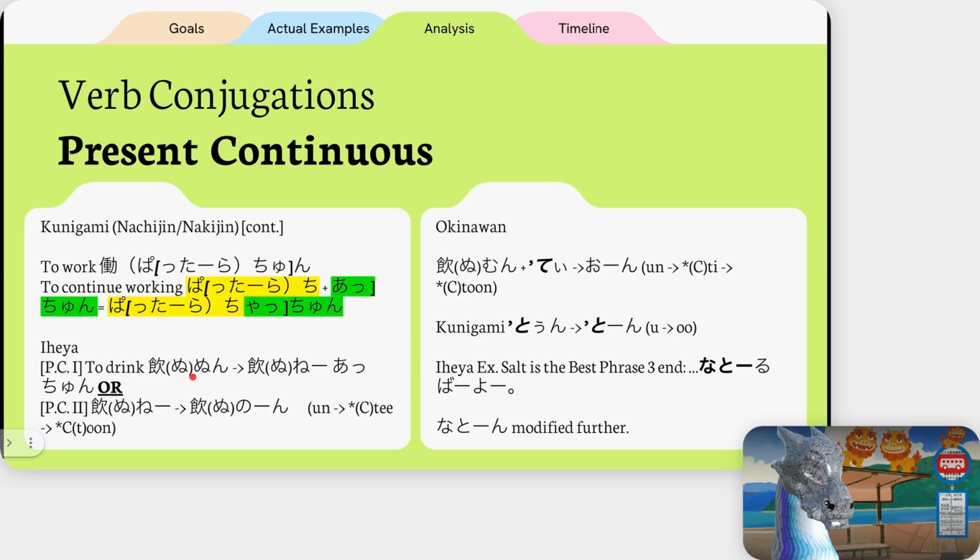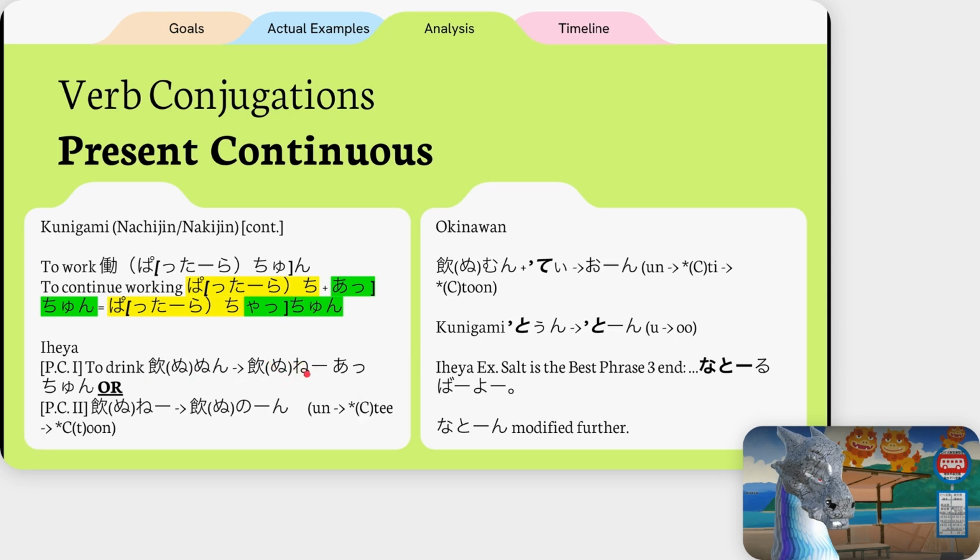So, for example, we use the word to drink, we have nunun, which you can add the achun after converting it to the apostrophe T, which I sometimes write as asterisk parenthesis C parenthesis close T. That's kind of how I sometimes write it.